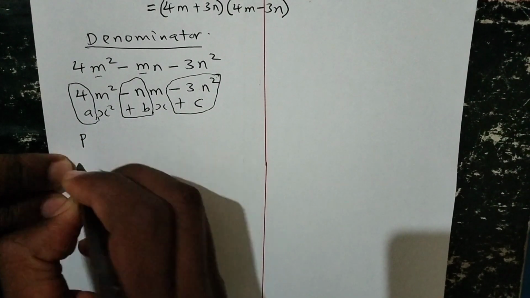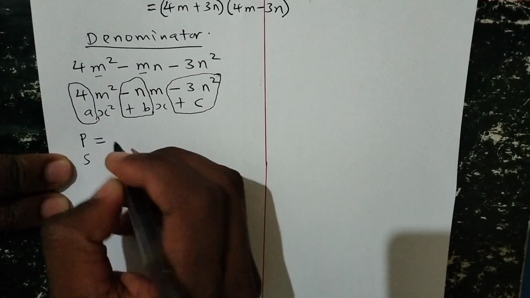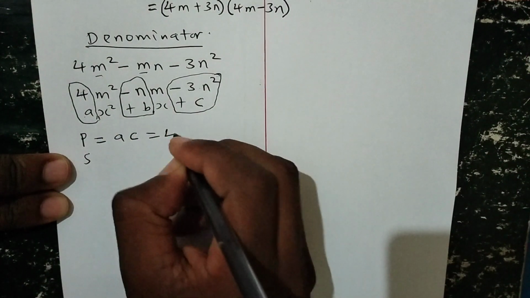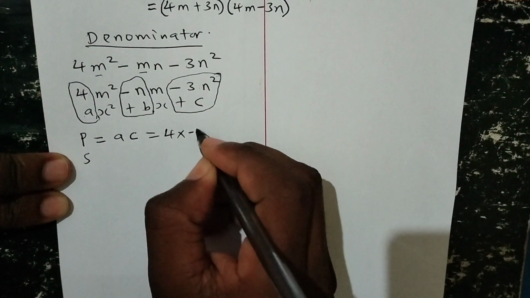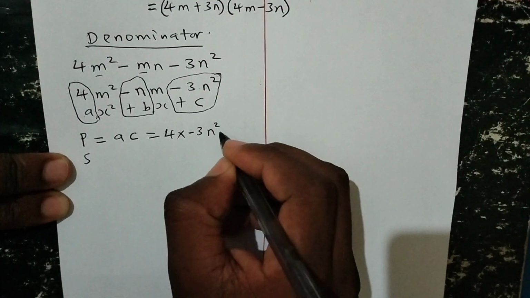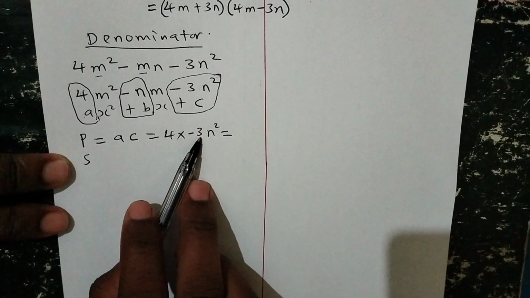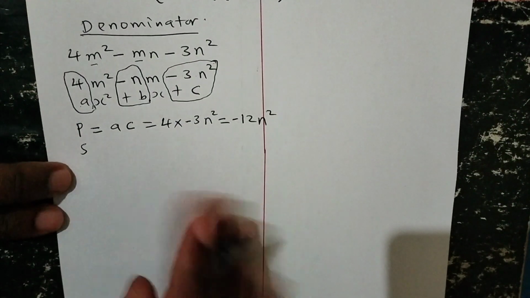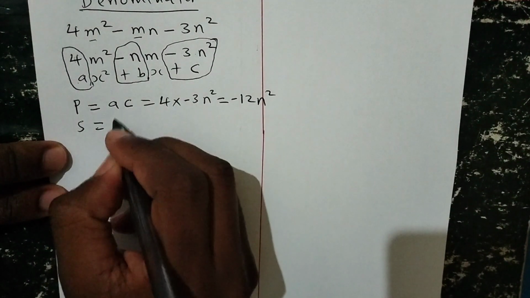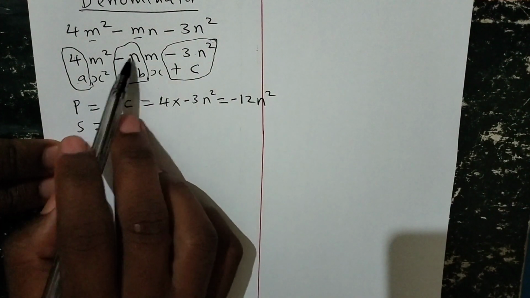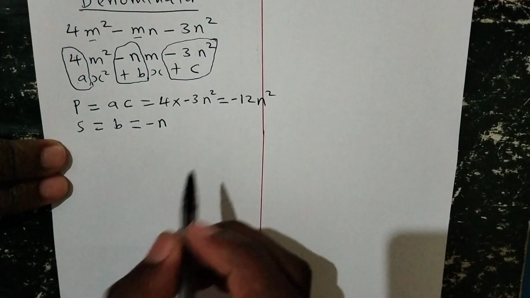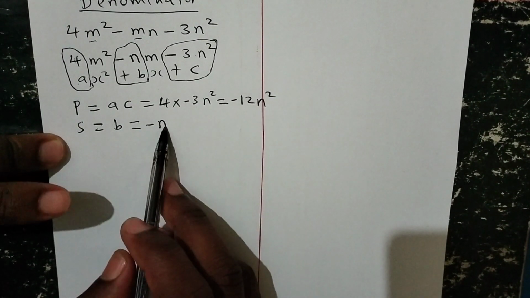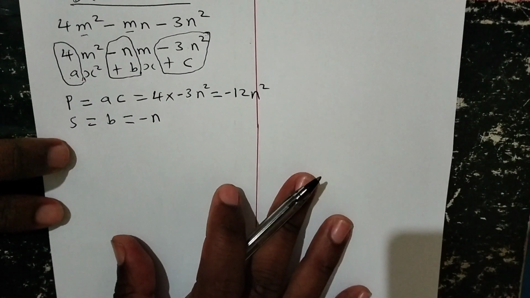So I need to have the product, then I also need to have the sum. For the product, we usually take the value of a multiplied by the value of c. In this case, the value of a is 4, and the value of c is negative 3n squared. Therefore, my product will be 4 multiplied by negative 3, which gives negative 12, and of course we have n squared. Then I'll move to my sum. The sum is usually the value of b. From my expression, the value of b is the negative of n. So I need to find two numbers which, when I multiply, I get negative 12n squared, and when I add or subtract, I get the negative of n.